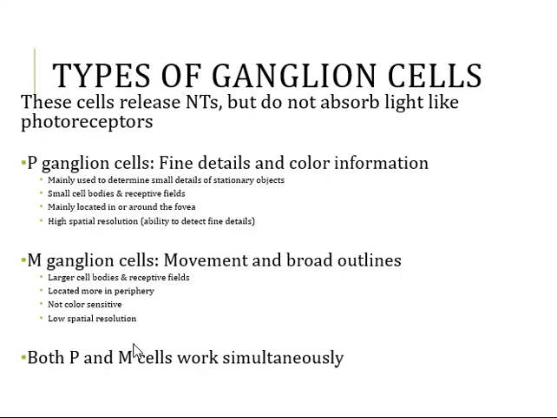So now let's take a look at ganglion cells. These cells release neurotransmitters, but they do not absorb light like photoreceptors. We have several different types of ganglion cells. We have M and P, and there's also a less talked about K cell.